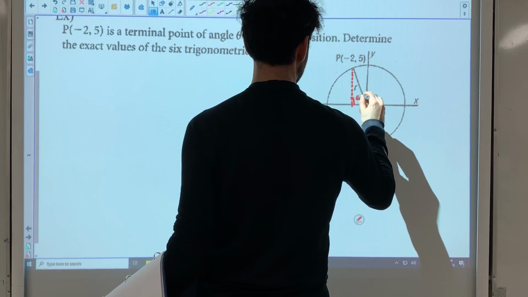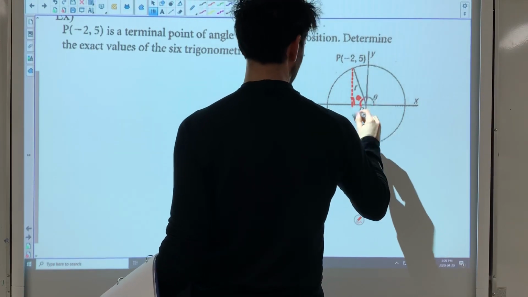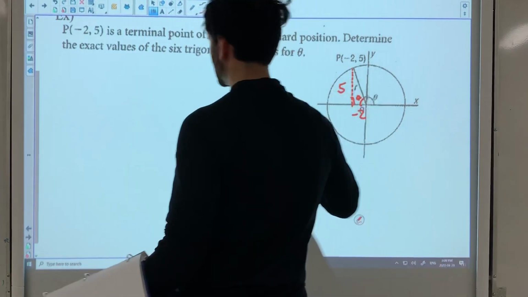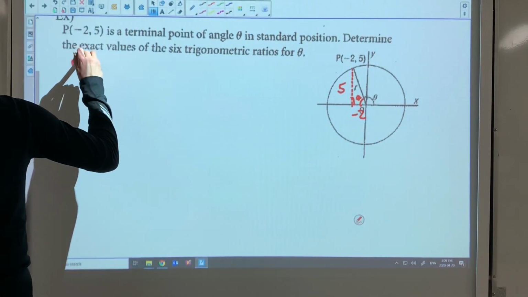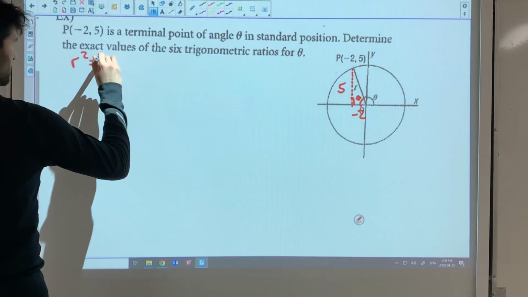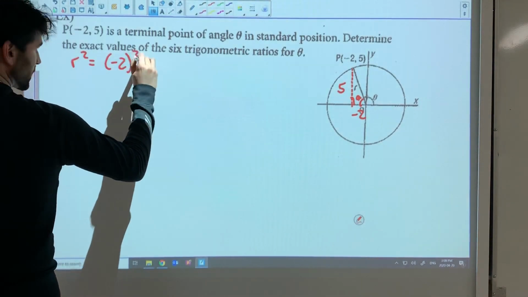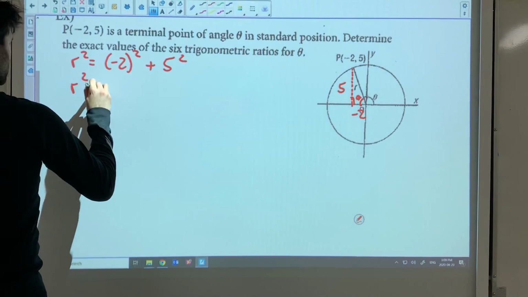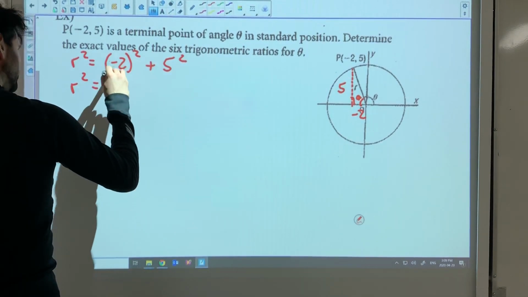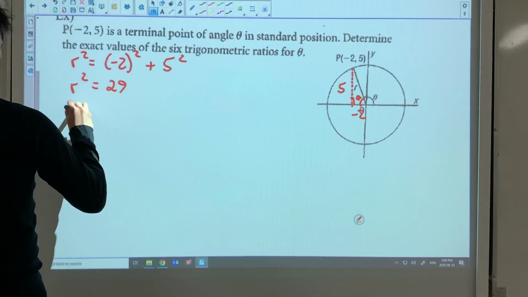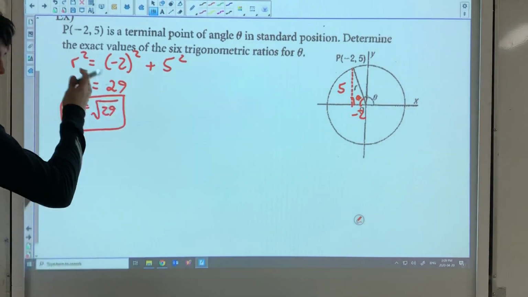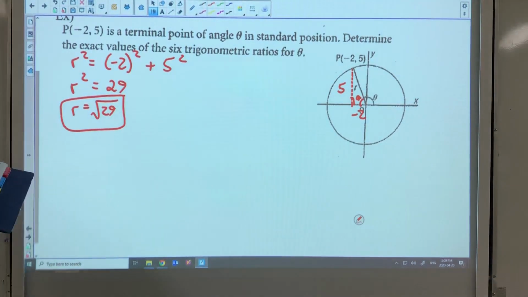There we go. There's our reference angle. We can plug in what we know. x is -2, y is 5. Let's go find r. So just plug in the numbers: -2 squared plus 5 squared. That's 25 plus 4, we get 29. So r is the square root of 29. Again, don't reduce it, just leave it like that. They don't expect you to do any of that work.